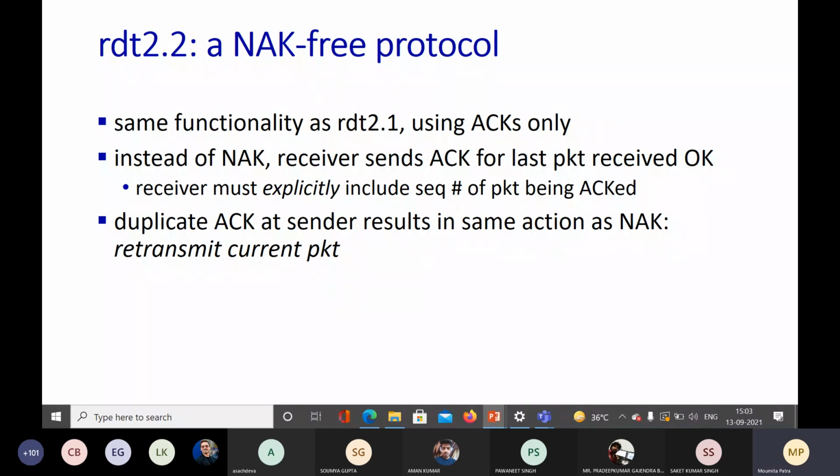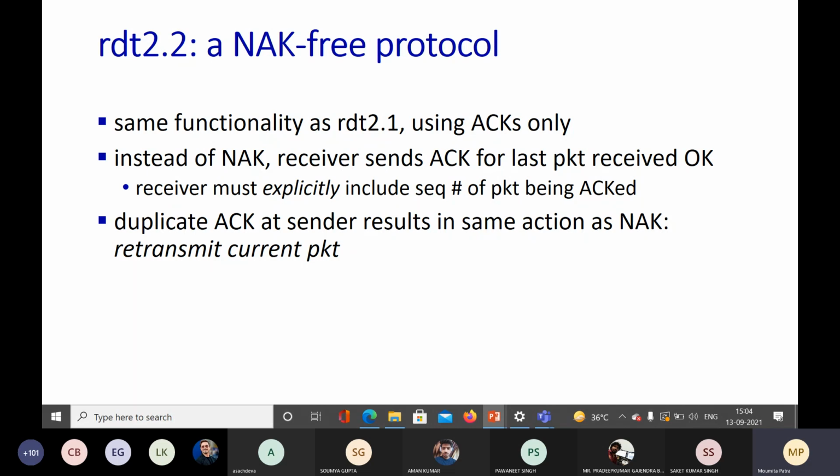Okay. So, RDT 2.2 is the one that we are going to talk about today. Until now, what we have found out is that if the receiver side receives the correct packet, it sends an acknowledgement to the sender. And if it does not receive a correct packet, it sends a negative acknowledgement. Now think from the receiver side. If it is receiving something okay, it will send an acknowledgement; if not, it will send a negative acknowledgement, right?